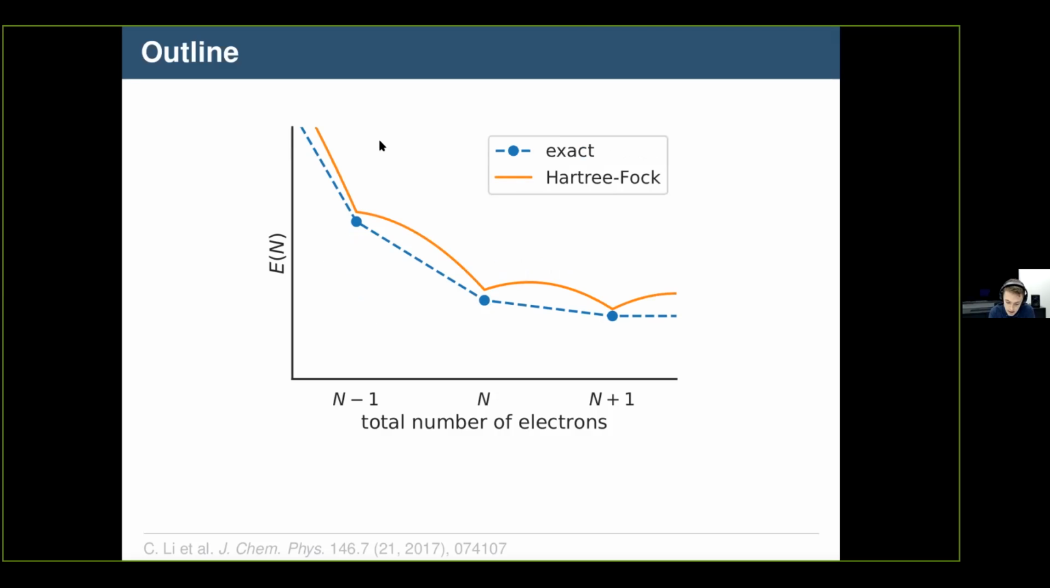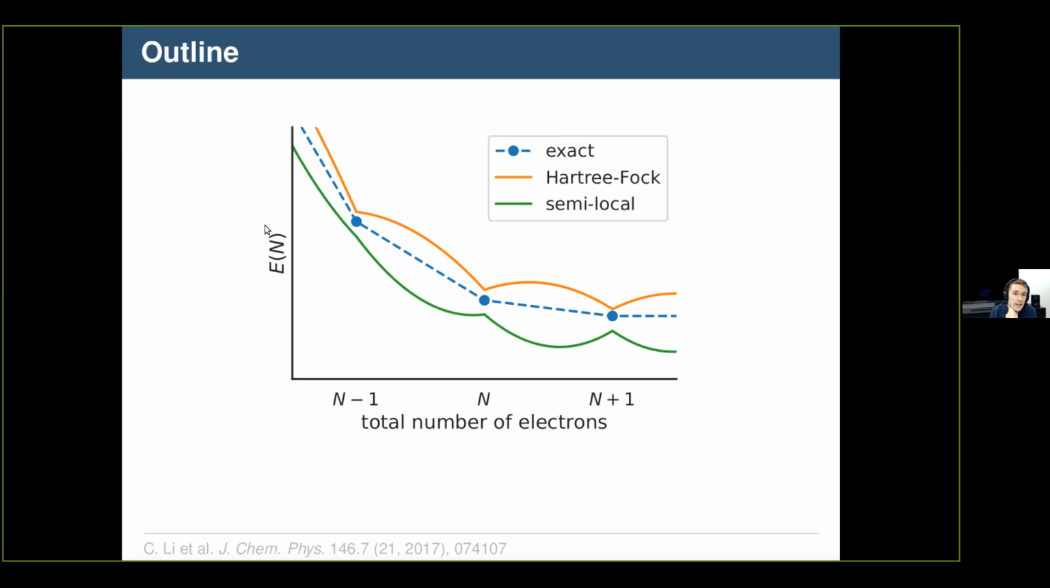Instead, you've got this concave behavior of the energy function. And so you've got this error. So you're going to have a highest occupied molecular orbital that's not equal to the absolute energy difference.